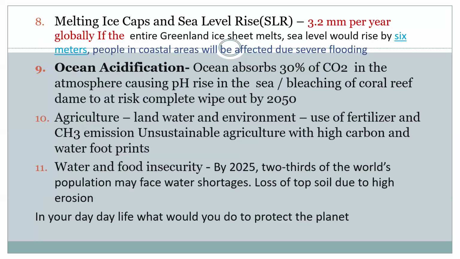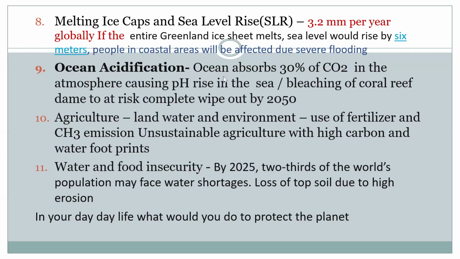Continuing on the subject, then melting ice caps and sea level rise, 3.0 millimeter per year globally. If the entire Greenland ice sheet melts, sea level would rise by 6 meters. 6 meters means Maldives will be gone. Maldives is only 1 meter from the mean sea level. You understand this point 8.